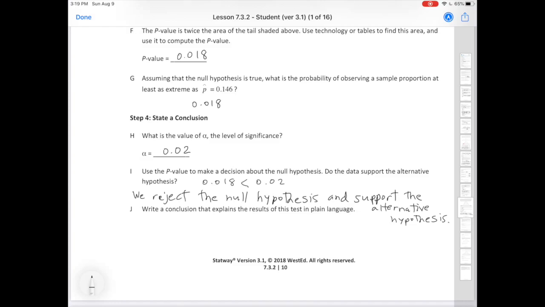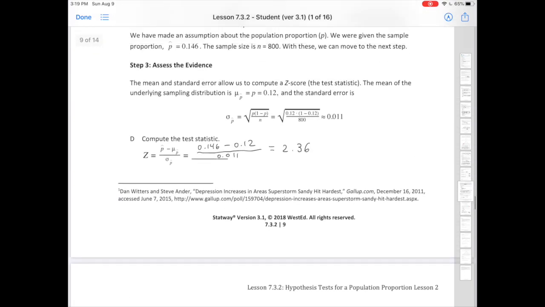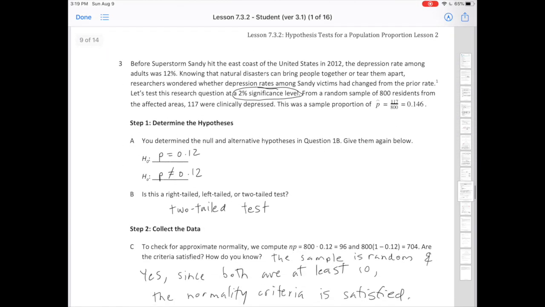Finally, the most important part of this is to write a conclusion that explains the results of this test in plain language. All right, so in the context of the problem. So remember, we're rejecting the null and we're supporting the alternative. So I'm going to talk about the fact that the evidence supports the alternative here. So what was the alternative? Let's recall. The alternative is that P was not 0.12. And remember what P was? It was the depression rate of Hurricane Sandy or Superstorm Sandy victims.